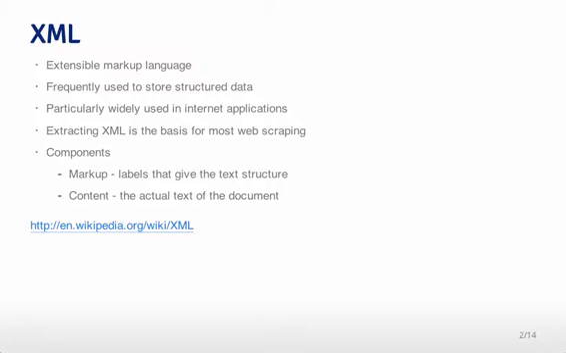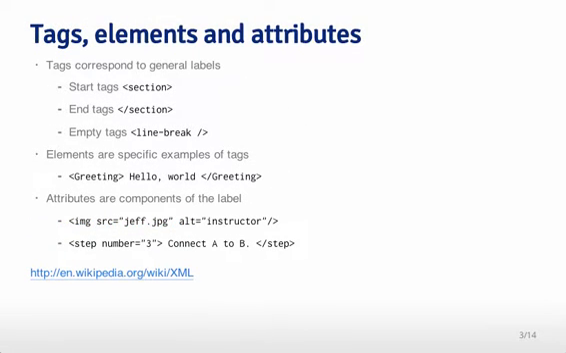There's the markup. That's the labels that give the text structure. You can imagine if you just started typing, you would end up with an unstructured text file. The markup is the way that you add labels so that the file ends up being structured. And then the content is the actual text that you type in between the labels that give the structure to the text. To be a little bit more concrete, we'll talk about tags, elements, and attributes.